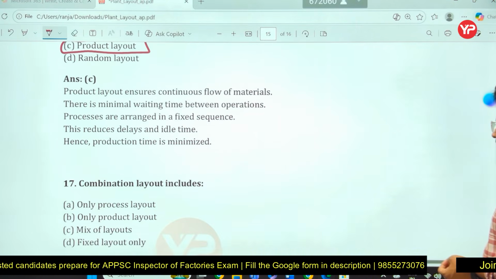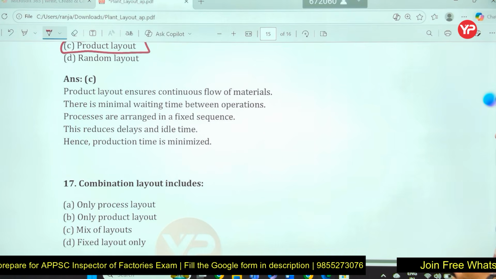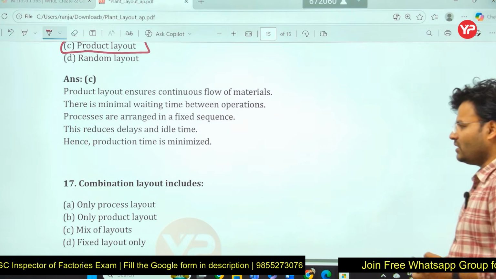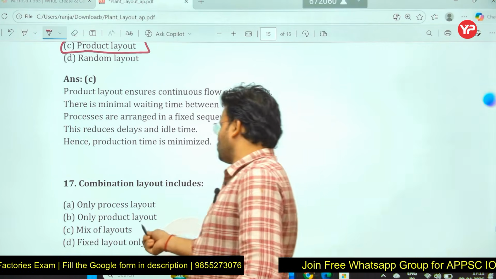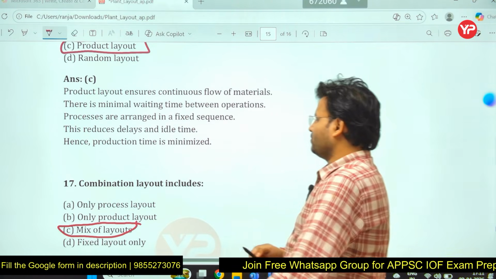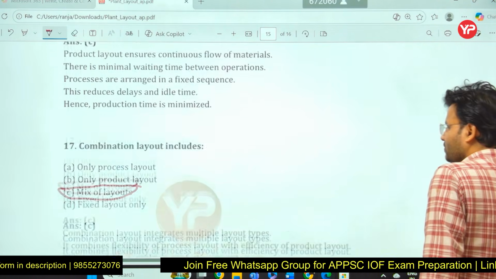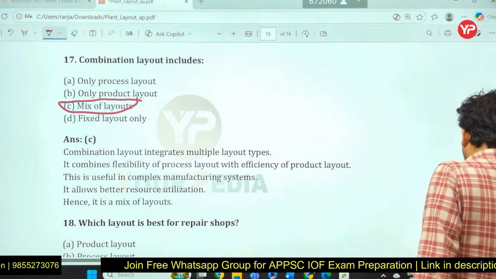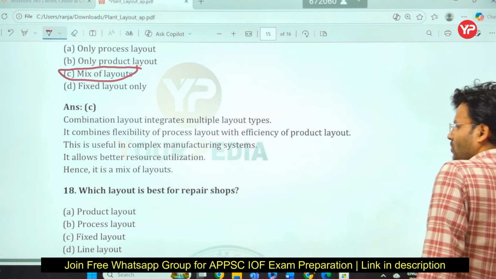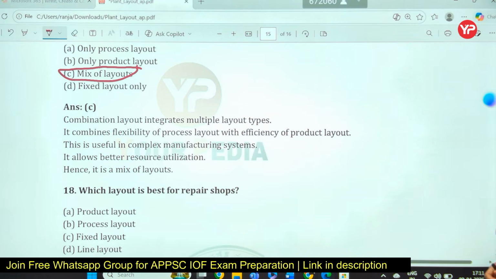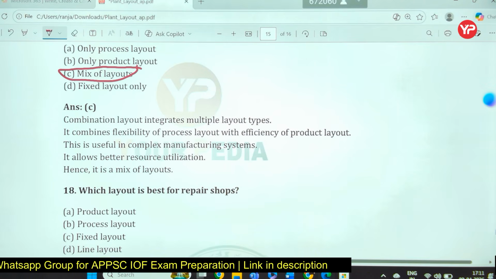Question number 17: combination layout includes both layouts, a mix of layouts. So it is a very easy question. C will be the right answer. Which layout is best for repair shop? Which one is best for the repair shop, dear?